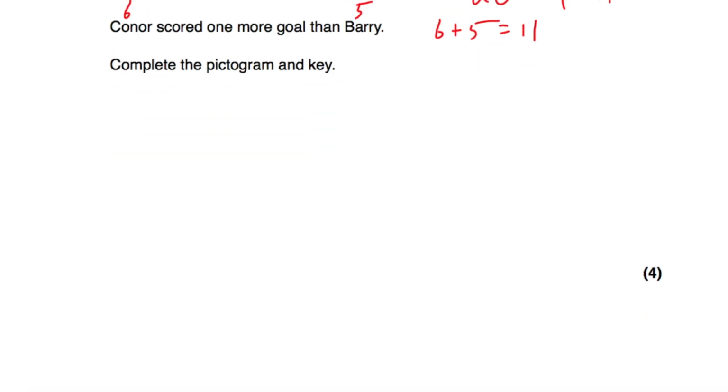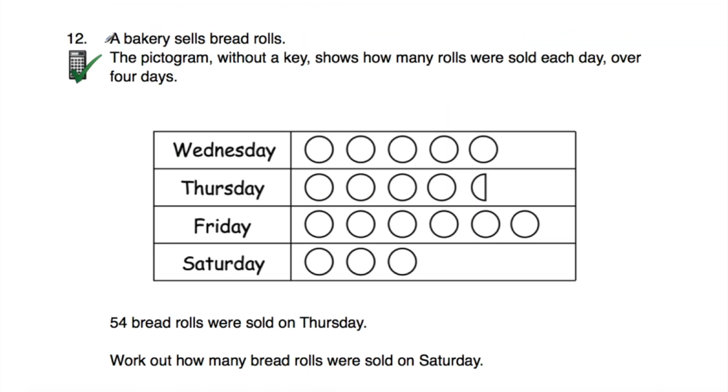Okay, let's look at our next question. So the next question is question number 12, and it's a calculator question that's going to come in handy. And we're told that a bakery sells bread rolls, and the pictogram, without a key, shows how many bread rolls were sold each day over 4 days. So we've got Wednesday, Thursday, Friday, and Saturday. And we're told that 54 bread rolls were sold on Thursday. And we're asked to work out how many bread rolls were sold on Saturday. So we want to find this number here.